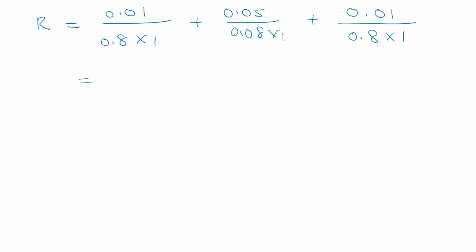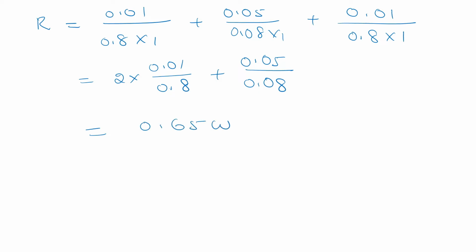So that is equal to 2 into 0.01 by 0.8 plus 0.05 by 0.08, that is equal to, we are getting 0.65 watt inverse Kelvin.